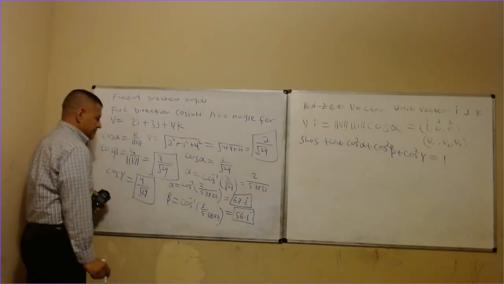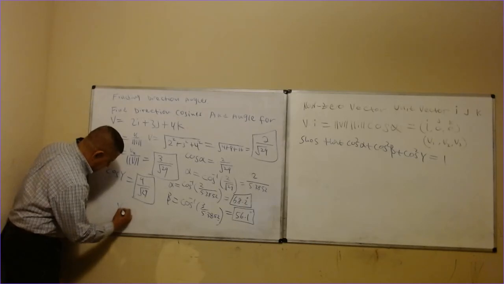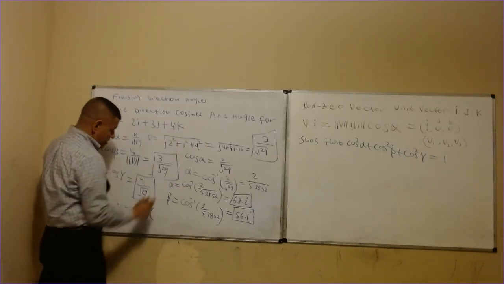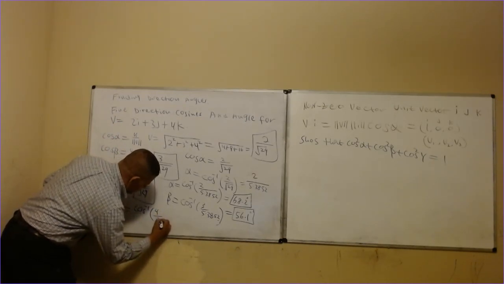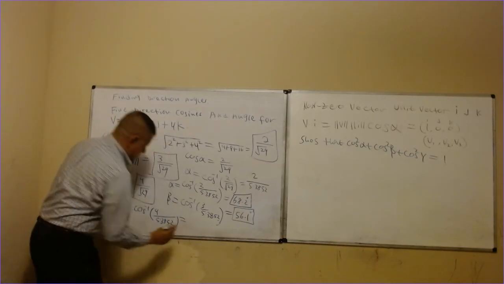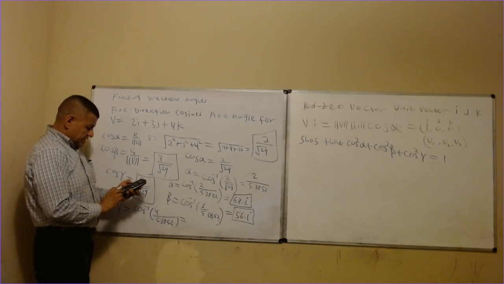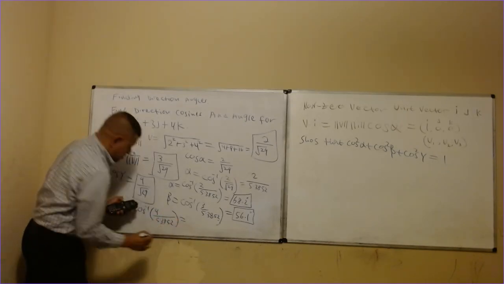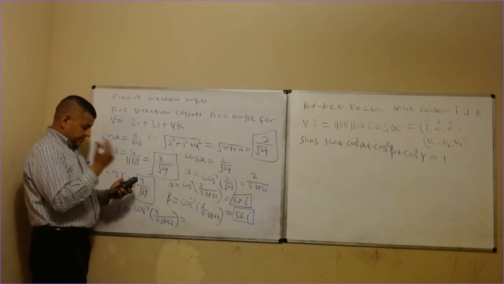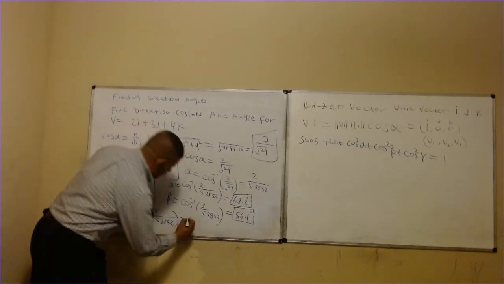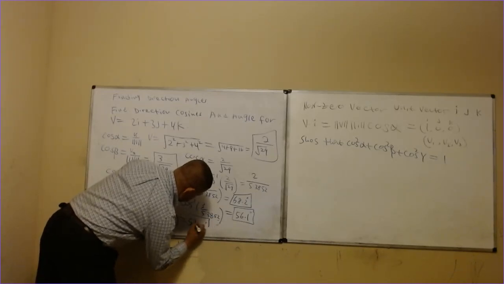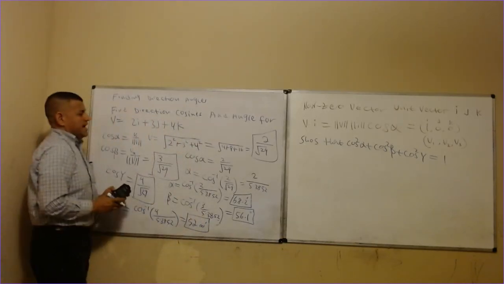Right? So now we have beta. We need to find gamma, right? So for gamma, the same thing. It's going to be equal to cosine inverse of, now I am using 4, so 4 over 5.3852, which is equal to what? So this is going to be equal to the cosine inverse of 4 over 5.3852, and it's equal to 42 degrees. So we found those angles, right?